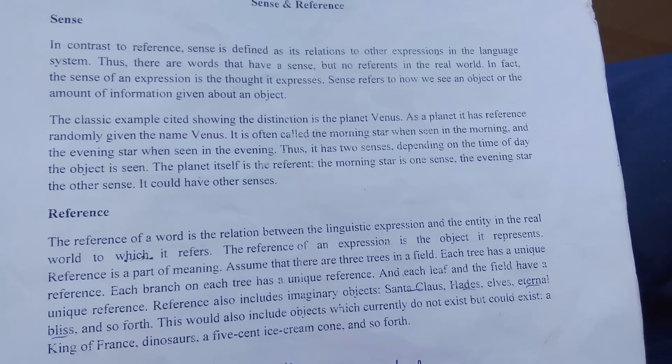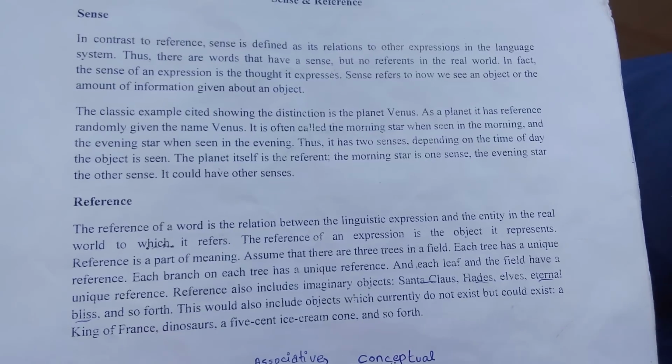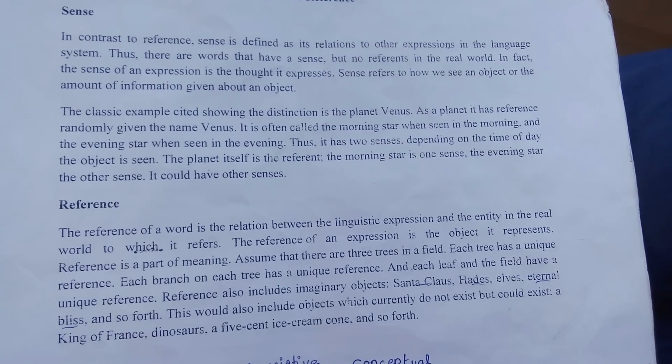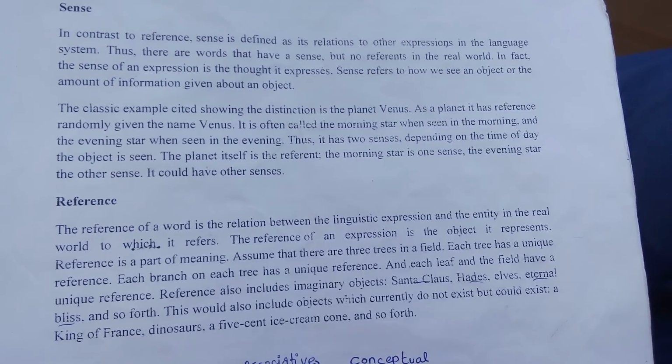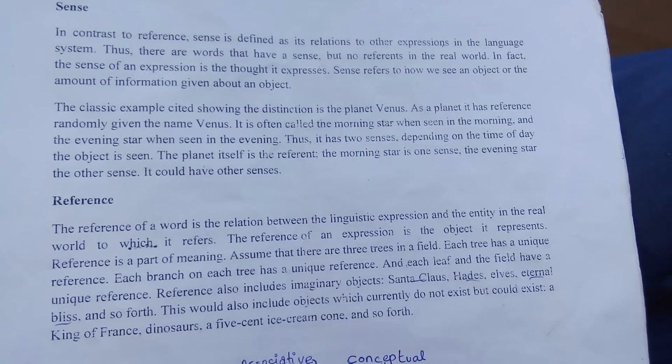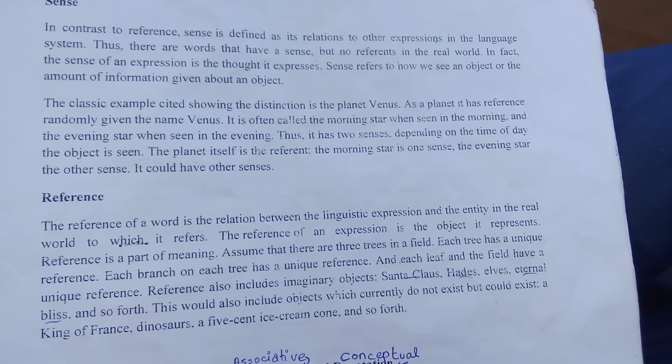The reference of a word is the relation between the linguistic expression and the entity in the real world to which it refers. The reference of an expression is the object it represents. Reference is a part of meaning. Assume that there are 3 trees in a field. Each tree has a unique reference. Each branch on each tree has a unique reference, and each leaf and the field have a unique reference.